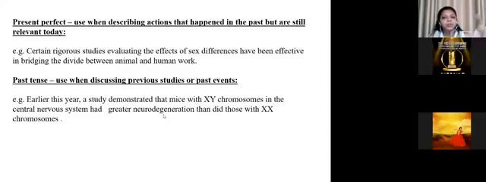Especially if you are putting intro and the literature review together, you will have to do that. So there you can go for past tense as well.